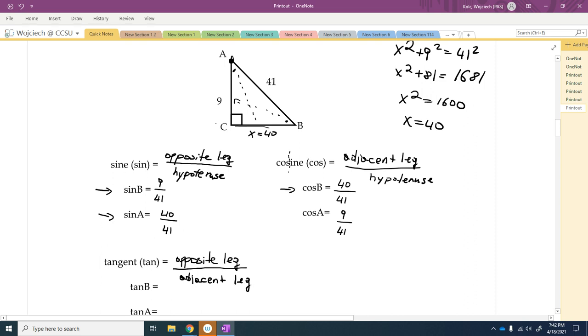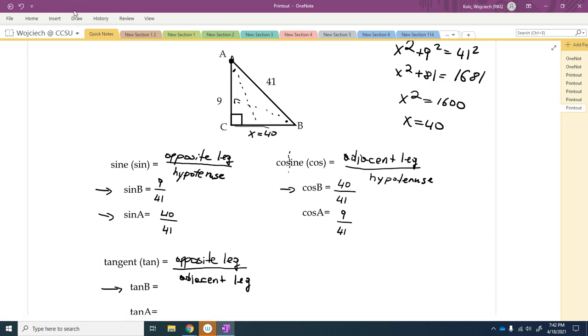Okay, so when I use tangent, in this case, I will either use 9 or 40. I will not use 41 in this ratio because 41 is the hypotenuse. So, question over here. What is tangent of angle B?